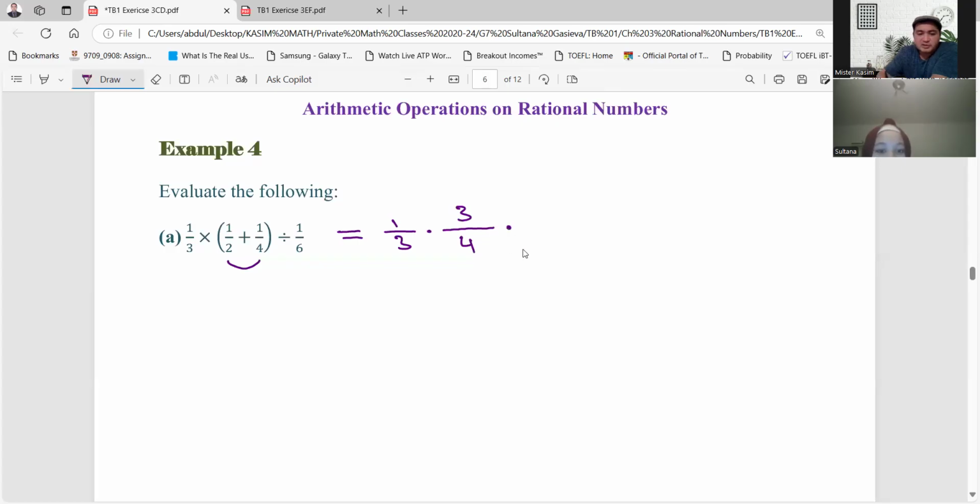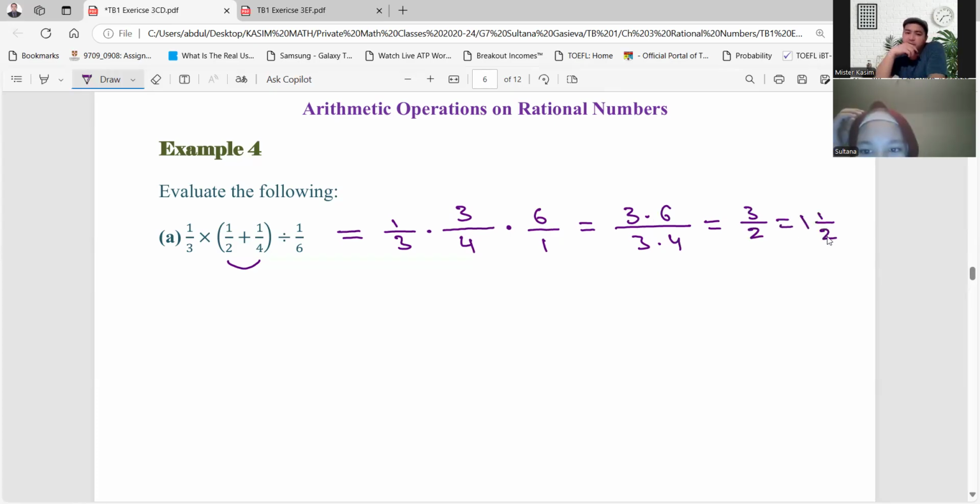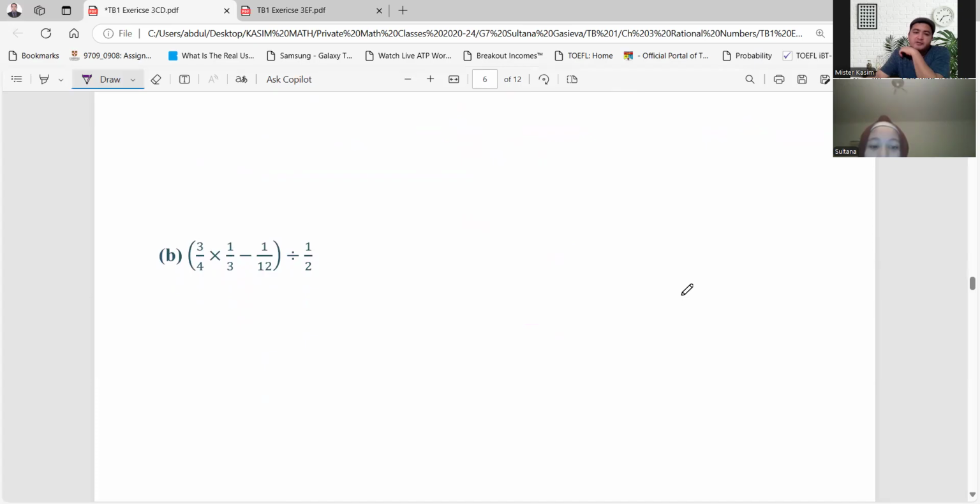And now this division is changed into multiplication. It is 6 divided by 1, right? So 3 times 6 over 3 times 4, right? The 3s cancel each other, so 6 over 4. Both numbers are divisible by 2, so 3 over 2, or 1.5. Where did you get 3/2 from? There's 6 over 4, so there's 2 times 3 and 2 times 2. Okay, all right. Now you try question B.